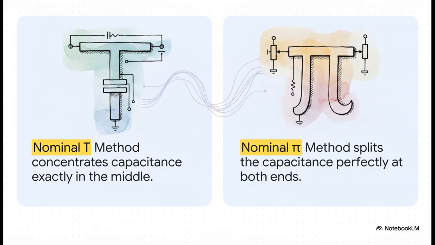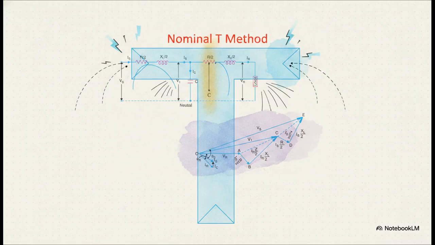We're going to visually compare these 2 mental maps to see how engineers brilliantly tackle the exact same problem from 2 different angles. First up is the nominal T method. If you look closely at the center of the circuit diagram, you'll see a very distinct T shape formed by the components. Basically, engineers have mathematically split the resistance and inductance right in half. You'll see them labeled as R over 2 and XL over 2, and they've placed the total capacitance right in the dead center. That forms the vertical stem of the T. It's just an incredibly clear, abstract representation that helps perfectly balance the line for their analysis.